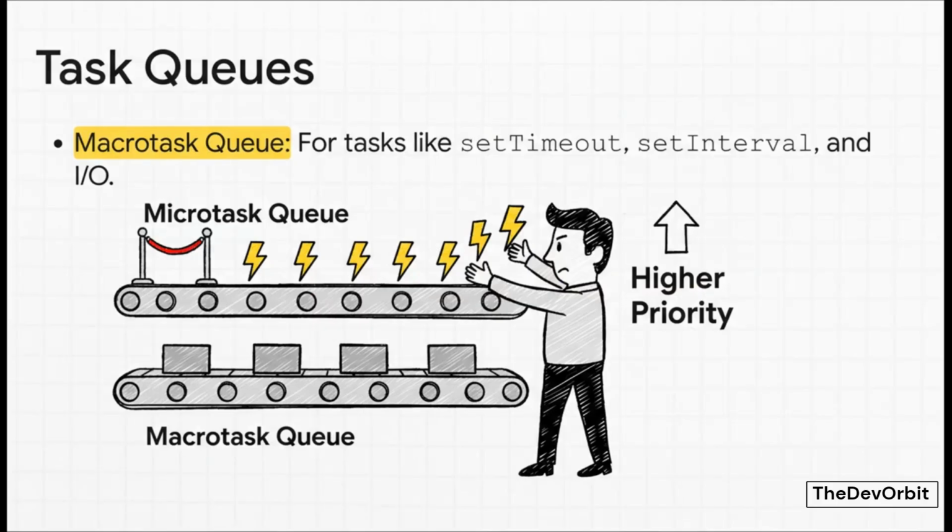And it gets even cooler. Our restaurant manager is so organized, they actually have two separate waiting lists, or queues. There's the high priority list, called the microtask queue. This is for super urgent things, like when a promise resolves. The manager will always clear out this entire high priority list before they even think about looking at the other one. The second list is the regular macrotask queue for less urgent stuff like setTimeout. This whole system makes sure that the most important updates happen right away.